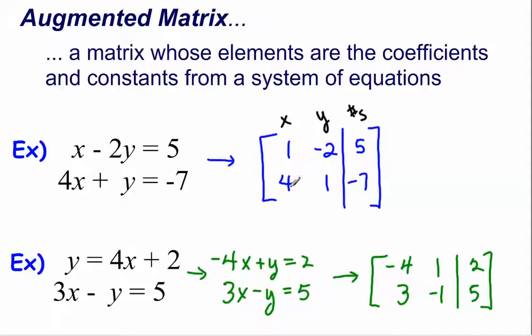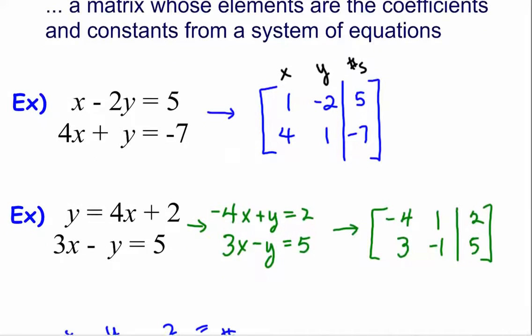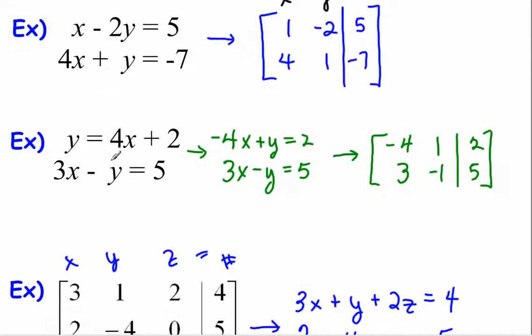So the first column, those are all x coefficients. Second column, those are all y coefficients. And the last column, that's going to be just my constants or my plain numbers. So you'll notice that when I come to the second equation, we've got a little work to do before I can get my augmented matrix. This first equation is not in the right order. We need everything lined up nicely. So we're going to bring the 4x over, subtract it, and make it negative 4x plus y equals 2. Then everything's lined up neatly, and I can take my coefficients, negative 4, 1, and 2, and 3, negative 1, and 5 for that second one.